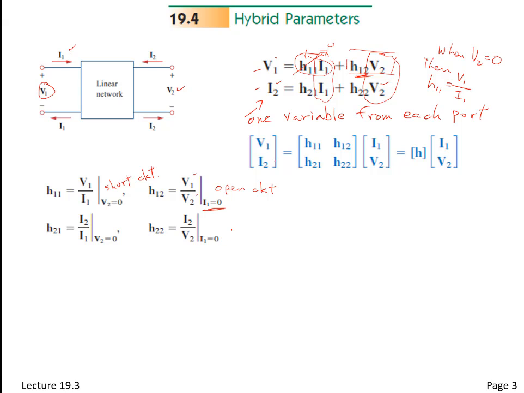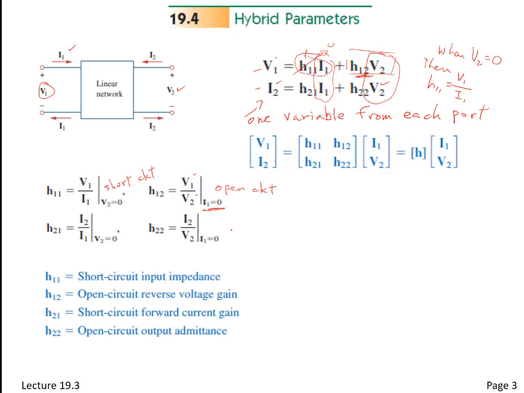So these parameters, instead of being called literally short circuit or open circuit, they're mixed. Short circuit input impedance. Remember, we talked about that as we did it, so that looks like an impedance. And the dual, the similar thing is going to happen. There's going to be an open circuit output admittance.